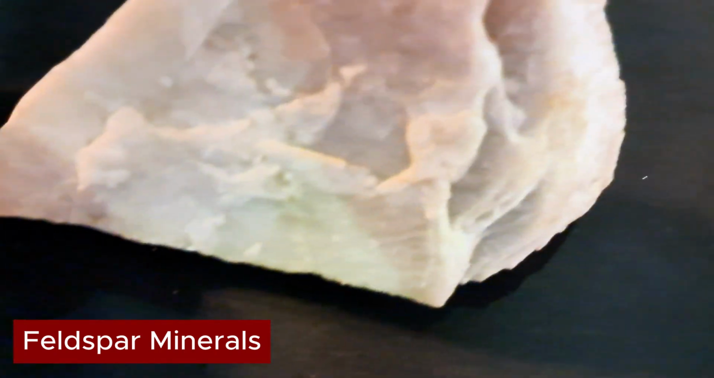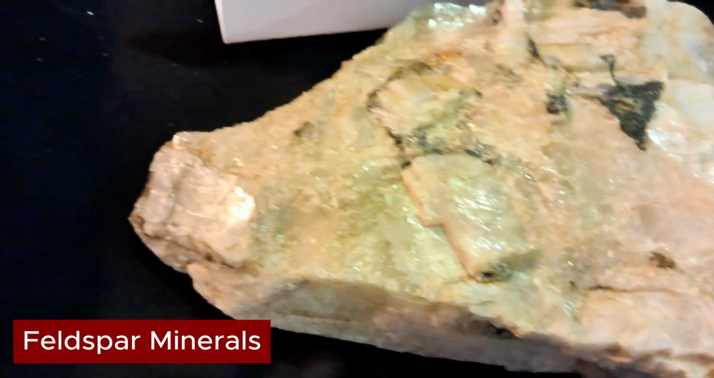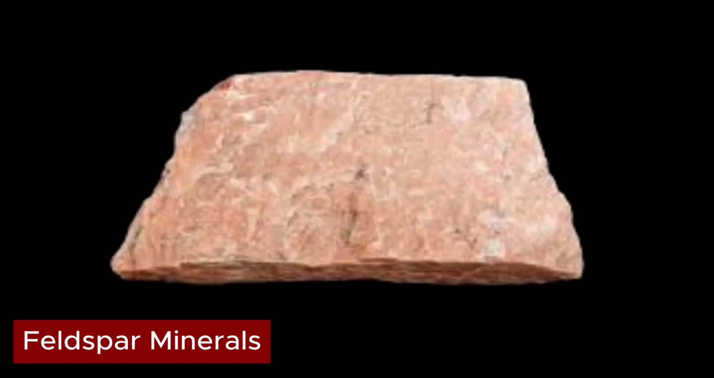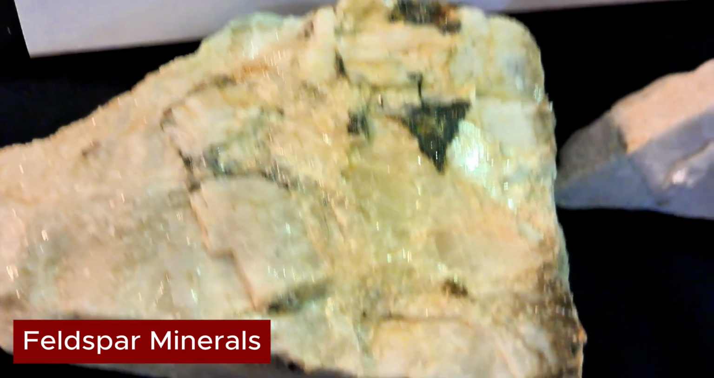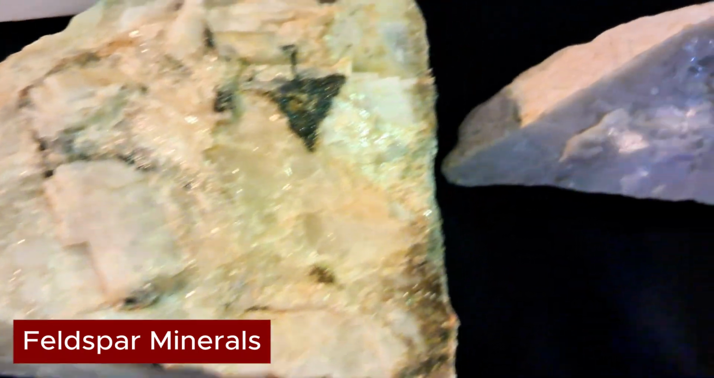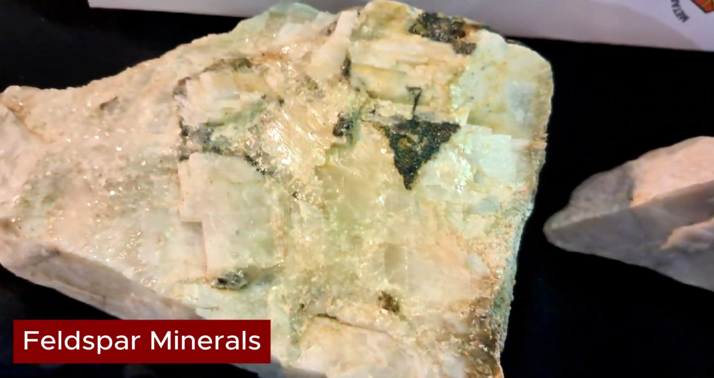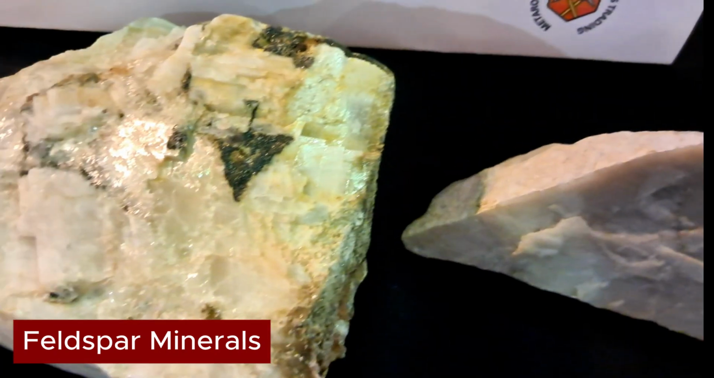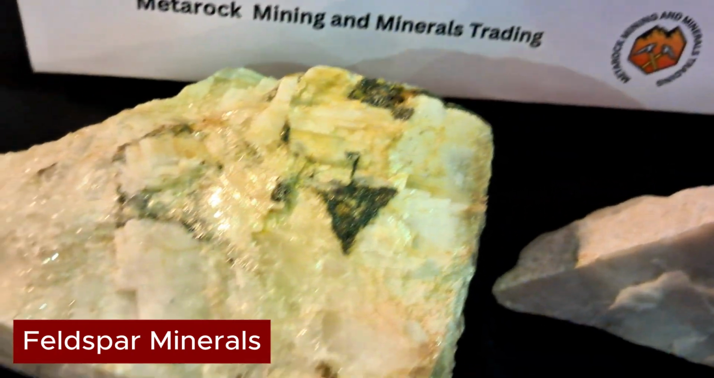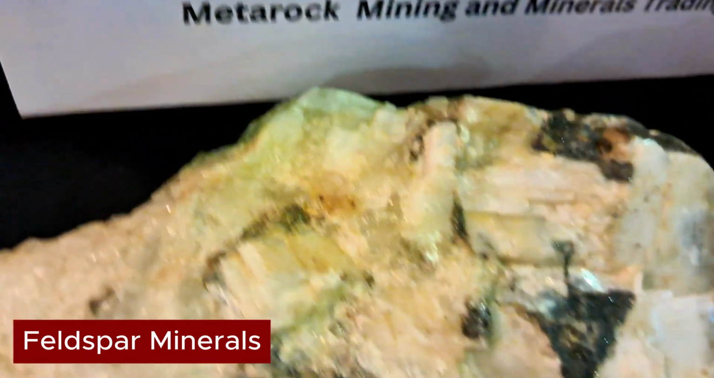Feldspar minerals play a major role in rock weathering and soil formation. When feldspars break down chemically, they often transform into clay minerals such as kaolinite, which are vital for agriculture and ceramics. Economically, feldspar is extremely important. It is widely used in the production of glass, ceramics, porcelain, tiles, and enamel, where it acts as a flux to lower melting temperatures and improve strength and durability.